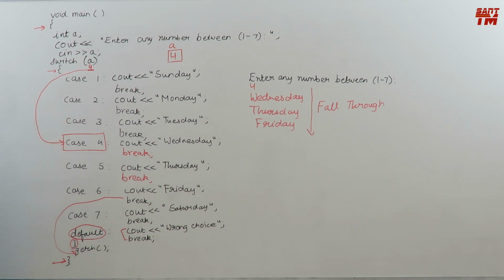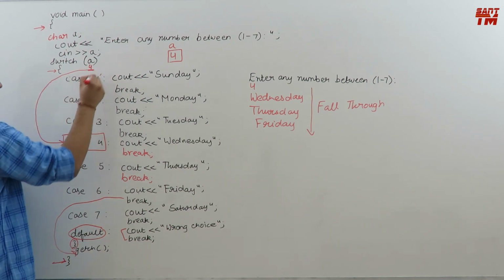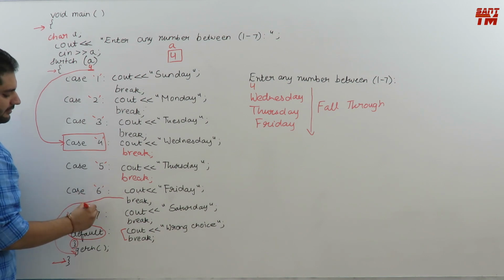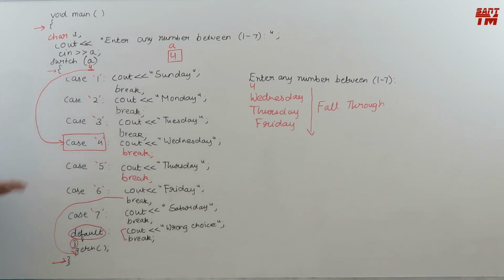Now, one more very important thing I want to tell you: the switch case always works on integer value and character value. That means if I put char a here, then I have to write cases like this in single quotes. Why single quotes? Because characters are always represented in single quotes. If they are integers, they can be represented as they are, but characters should be represented in single quotes. This is the property of C++, that characters should always be represented in single quotes. Very important point, note this down.